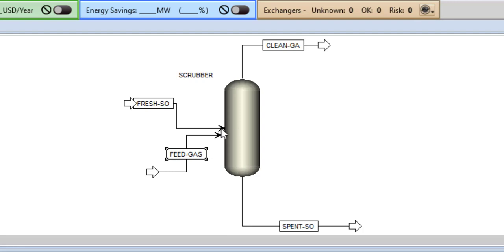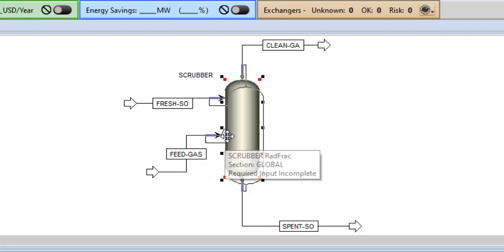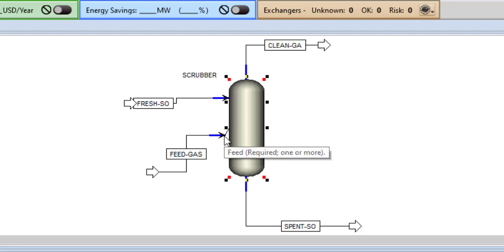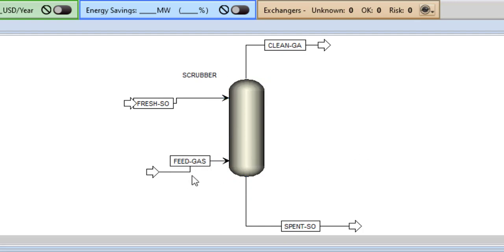To make it more attractive, let me do some formatting. There goes the solvent and the feed gas. Sorry. Here comes the feed gas.